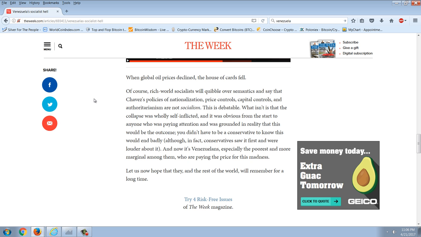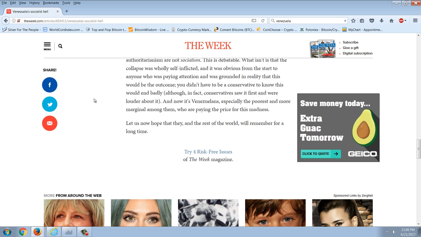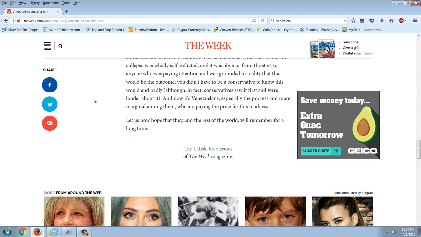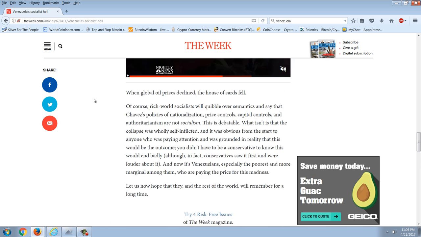What isn't debatable is that the collapse was wholly self-inflicted, and it was obvious from the start to anyone who was paying attention and was grounded in reality that this would be the outcome. You didn't have to be a conservative to know this would end badly, although, in fact, conservatives saw it first and were louder about it. And now it's Venezuelans, especially the poorest and more marginal among them, who are paying the price for this madness. Let us now hope that they and the rest of the world will remember for a long time.